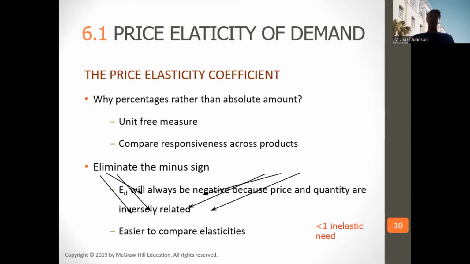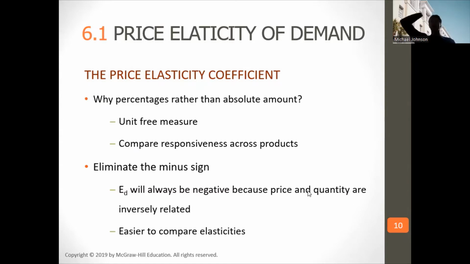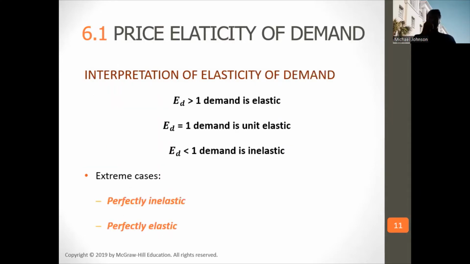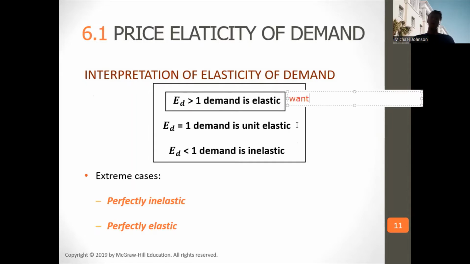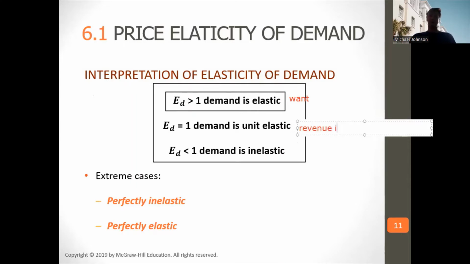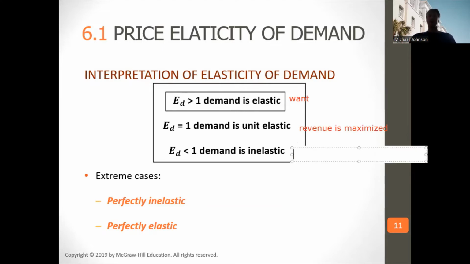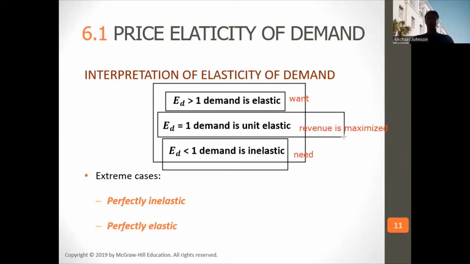So we use percentages because it's unit free, there's no units, and it shows responsiveness across products. So elasticity of demand will always be negative because price and quantity are inversely related. So as price goes up, quantity demanded goes down. So if we just put it in positive number, elasticity of demand greater than 1, demand is elastic, so it's a want here. And then elasticity of demand is 1, demand is unit elastic, so that means that revenue is maximized. And then elasticity of demand is less than 1, demand is inelastic, that's need. So these are the classifications here.